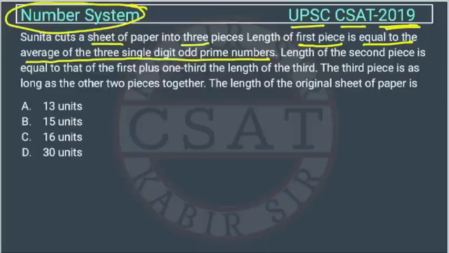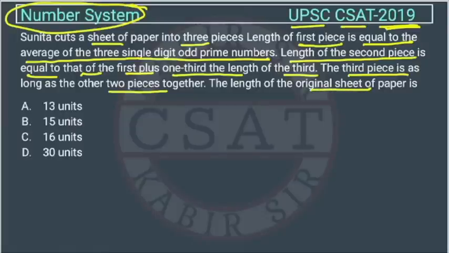Right. I have seen many students who just read this thing, odd prime number, and they think this question is done by me. Right. So I will tell you how to approach it. The length of the second piece is equal to that of the first plus one third of the length of the third. The third piece is as long as the other two pieces together. The length of the original sheet of paper is?